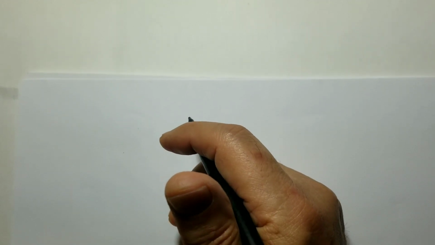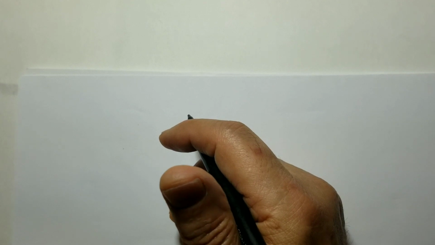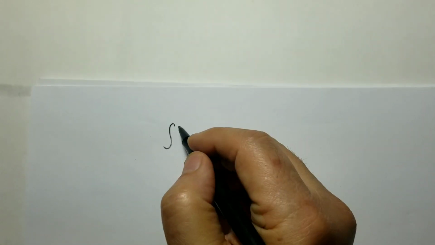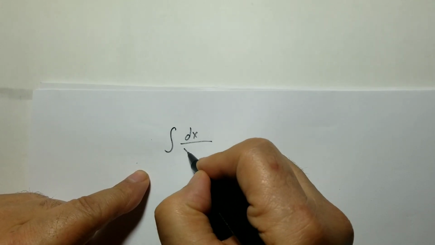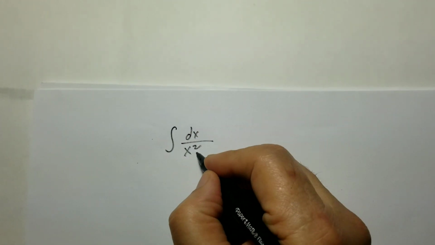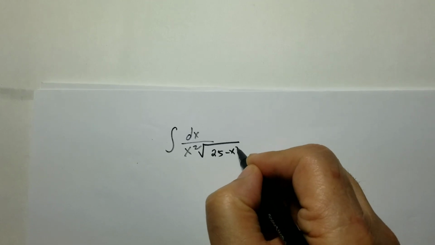I was asked to solve practice problems using techniques of integration. The first problem I'm going to solve is the antiderivative of dx over x squared square root of 25 minus x squared.